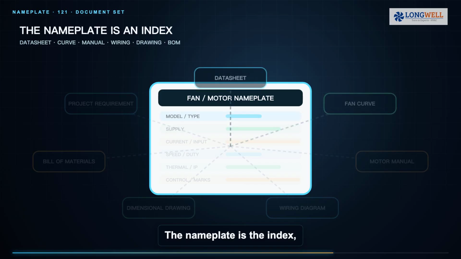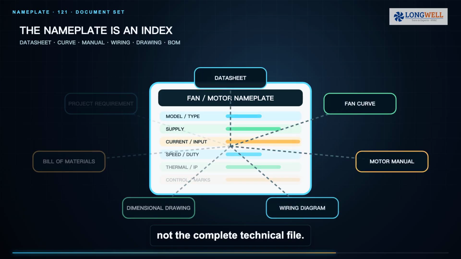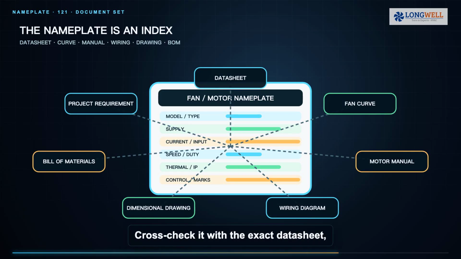The nameplate is the index, not the complete technical file. Cross-check it with the exact datasheet, fan curve, motor manual, wiring diagram, dimensional drawing, bill of materials, and project requirement. Airflow, pressure, sound, efficiency, operating envelope, control behavior, protection settings, accessories, and approved mounting may live elsewhere. Any disagreement between documents is a stop and resolve condition.